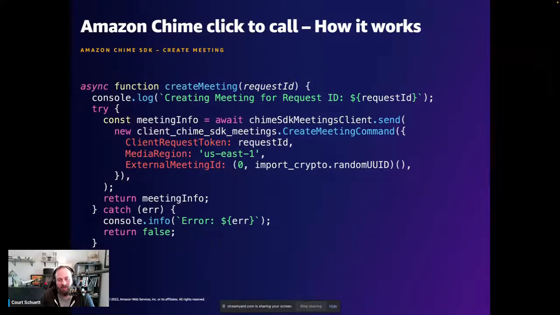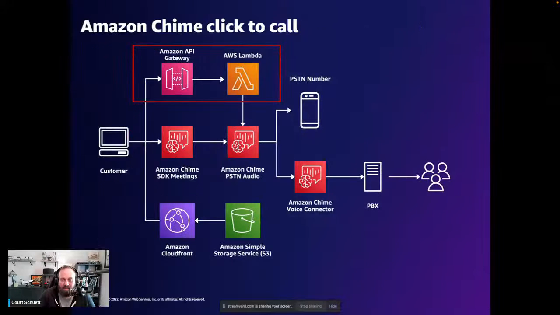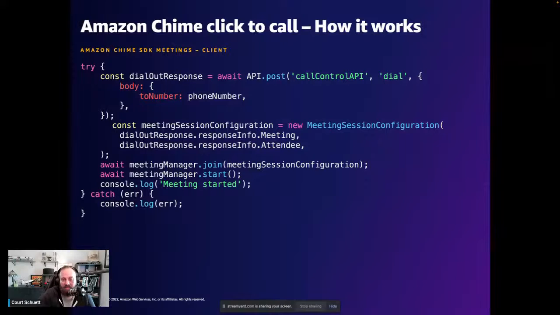And so you can see here we're going to just use a random external meeting ID. It's not super important. We're going to use the client request token as the request ID. Most of this stuff kind of doesn't matter. The important thing is you're going to get a big JSON blob back from this. You're going to get a big object, and it's going to have all the information that we need in order to start this meeting. And so you can see here, in this dial out response, we get the meeting information, and we get the attendee information, and that's what we use to start the meeting.